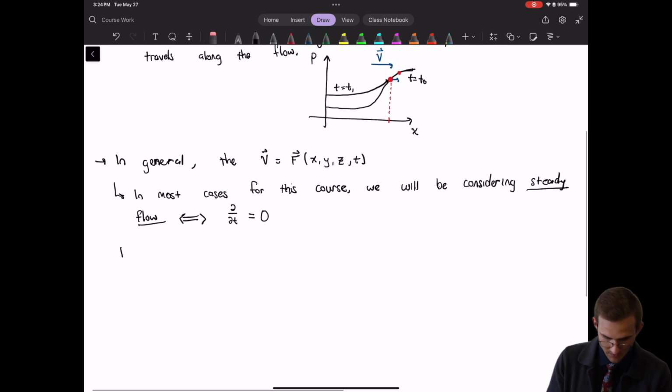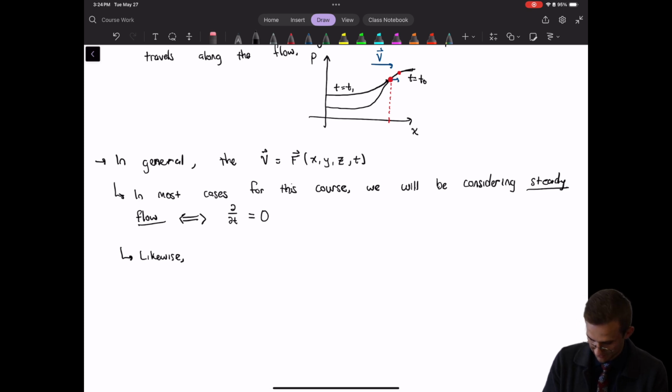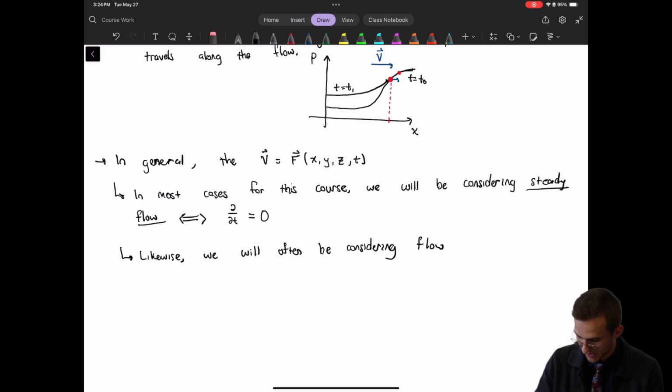Likewise, we will often be considering flow through channels and pipes.